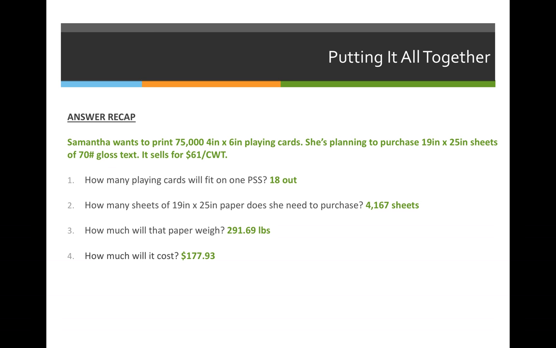To review, the correct answers for this example were 18 out, 4,167 sheets, 291.69 pounds, and $177.93 for that paper.